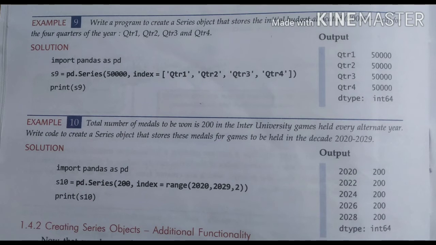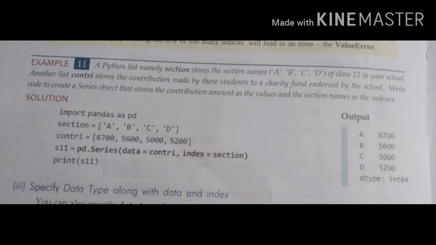Now in the next example also they have given different indexes of our choice, but here in the index they are giving a range starting from this and going till there, and the increment is of 2. So we start from 2020, plus 2 is 22, then plus 2, 24, then 26, and then 28. Like this the increment is going on in the indexes, and the data is 200 only. See the next example.